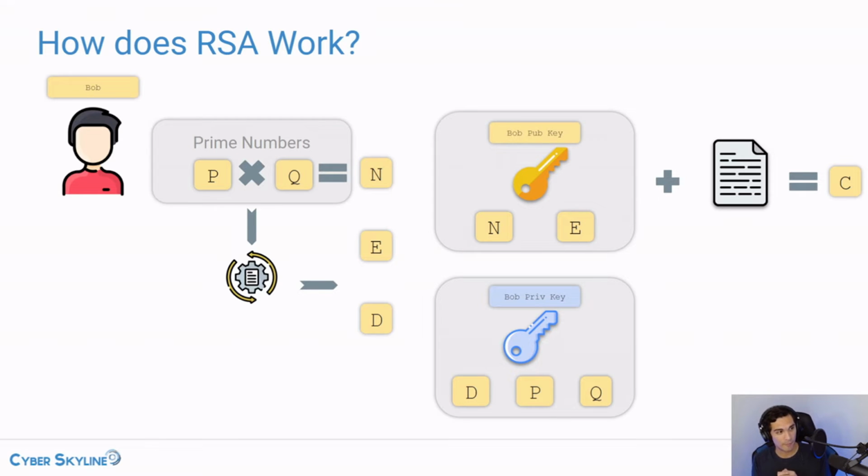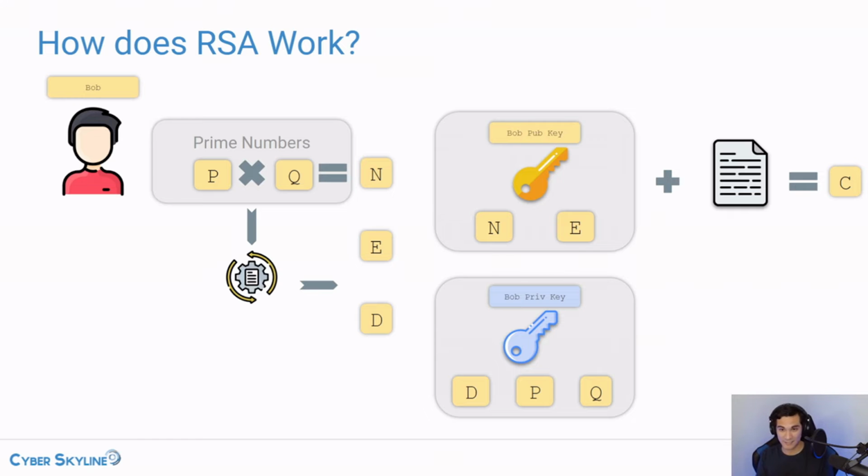And then we're going to generate three additional values based on P and Q. So we're going to have N, which is P times Q. Very simple. And then we're going to have E and D. Now, there is some really complicated math here that I don't really feel like explaining. But basically, all you know is that P and Q go into some magic function, and then E and D come out. Again, these are actually numbers, like the number 7.